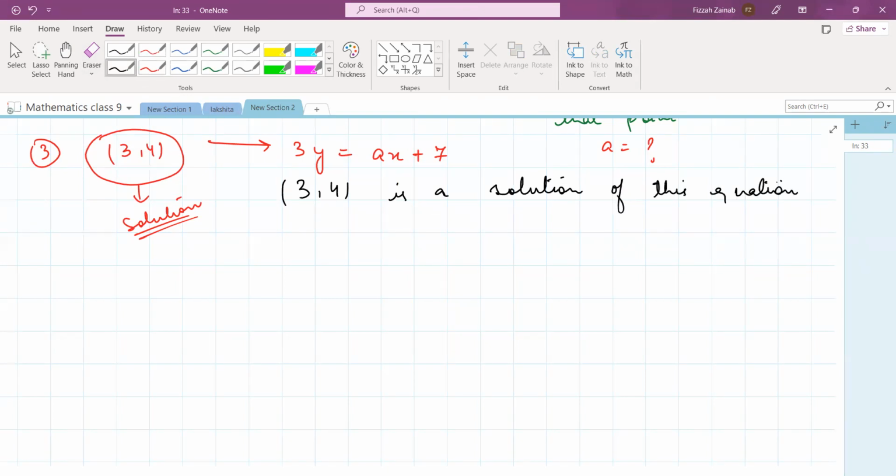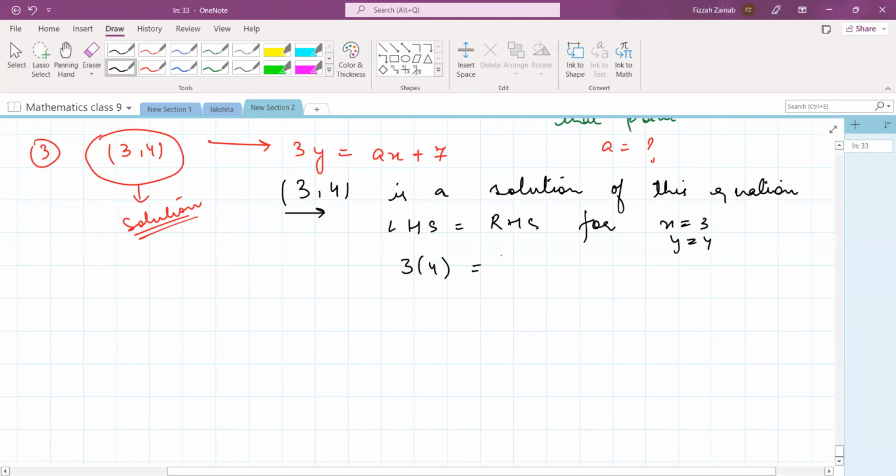So if this is a solution, that means your left hand side should satisfy right hand side. If you put these values of x and y, your LHS should be equal to RHS, for x = 3 and y = 4. So you put them. That means 3 into 4 will be equal to a into 3 plus 7, because this is a solution.